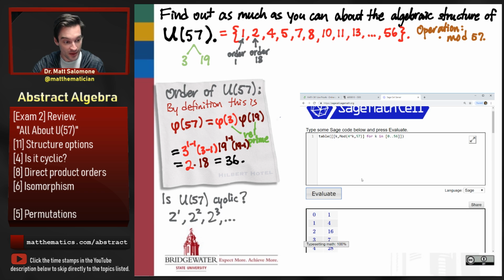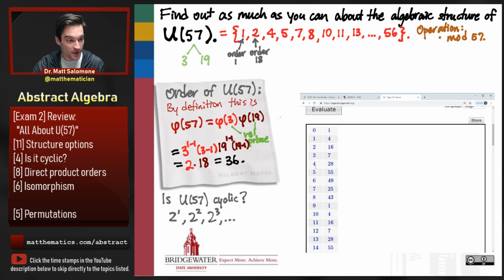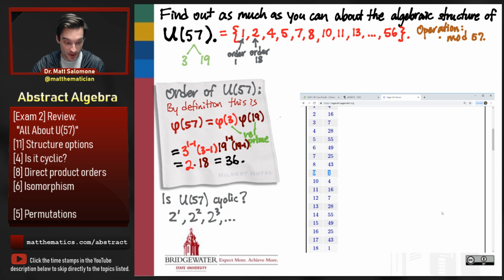Let's check it. When Sage lists out all of my powers of 4, sure enough, the first power of 4 that comes back around to the identity is the 9th power. So the order of 4 is 9.